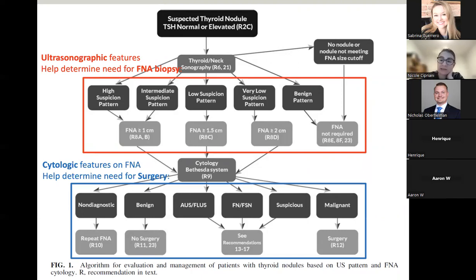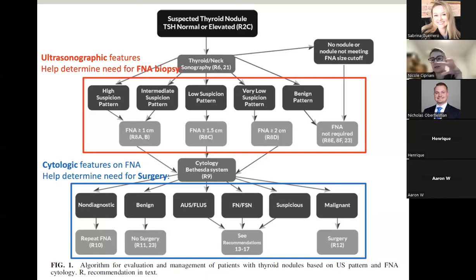Once a cytopathologist looks at the FNA, they come up with a cytologic diagnosis. We'll talk more specifically about these cytologic diagnoses shortly, but essentially, these help determine the need for surgery. For example, if I can tell that the nodule is completely benign, there might not be an indication for surgery unless the patient is asymptomatic. If I can tell it's malignant, certainly there's an indication for either a lobectomy or a total thyroidectomy.